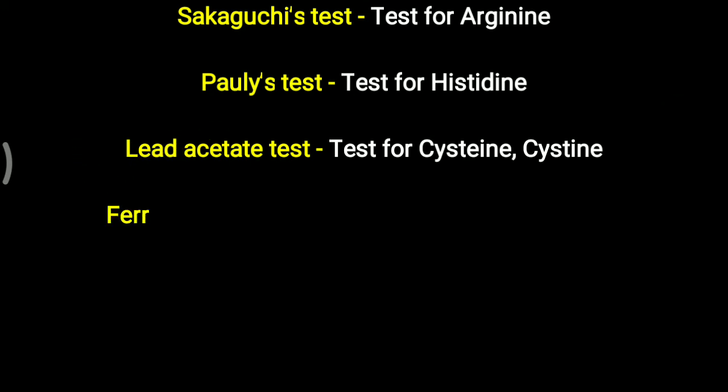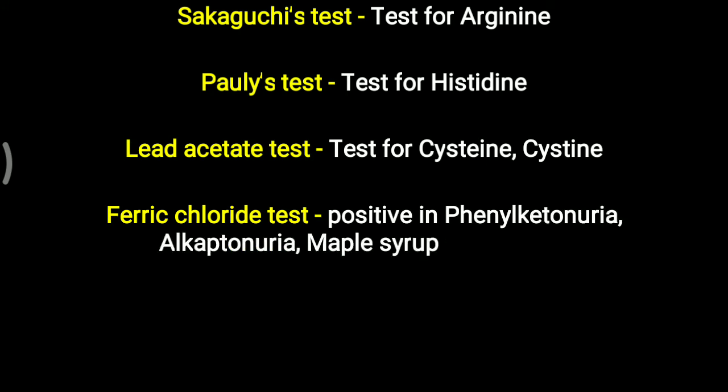The ferric chloride test is positive in phenylketonuria, alkaptonuria, and MSUD, that is maple syrup urine disease, which is a disease related to the branched chain amino acids.